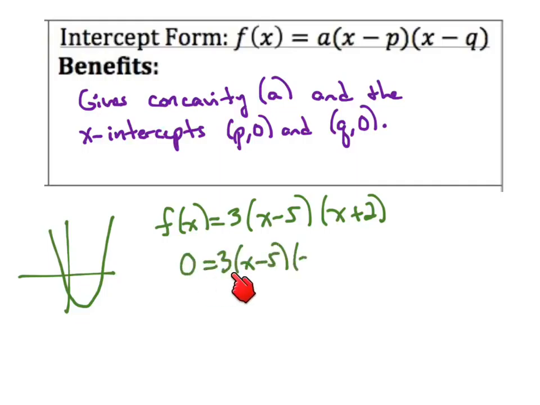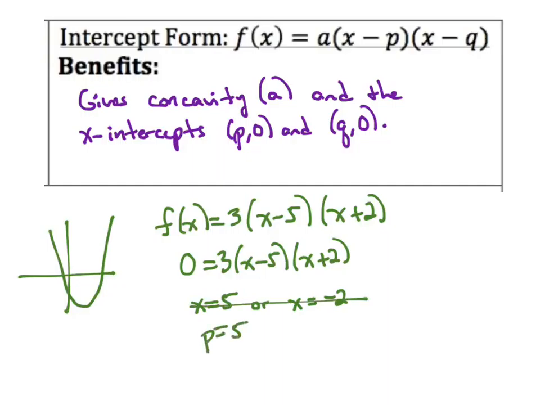If we have 0 equals that function, that expression, well, what did we learn before? We used the zero product property. That means that x minus 5 has to equal 0, or x plus 2 has to equal 0, right? Well, when does that happen? That happens when x equals 5, or when x equals negative 2, right? That's the zero product property.